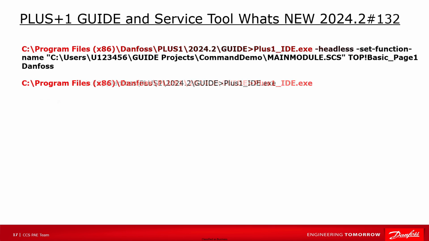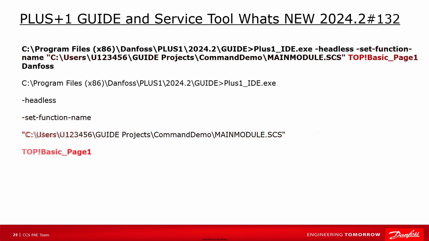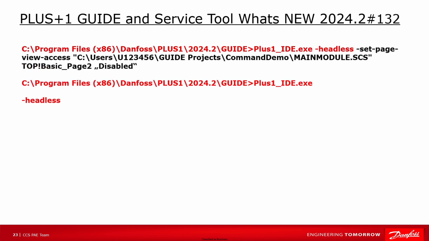Call the Guide executable. I specify the headless option because I only want to run in command line interface mode. Then the new command set function name, and then you specify the source STS file and the path to the page you want to change, and specify the value that should be added to the property of the page. Basically, we have a command for every property here. Next one is a page view access property.